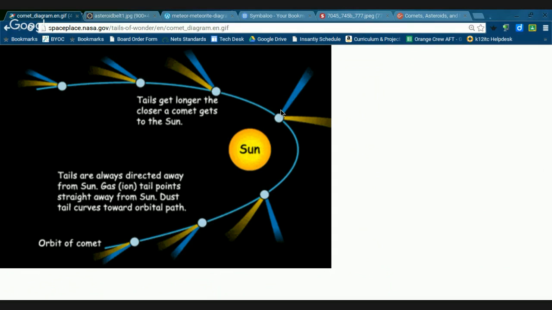The tail will never face towards the sun. So the tail isn't going to keep coming here, and then right here, you can see how the tail comes away.